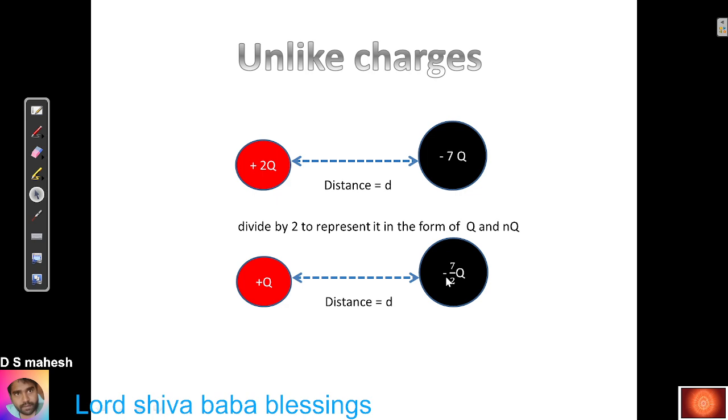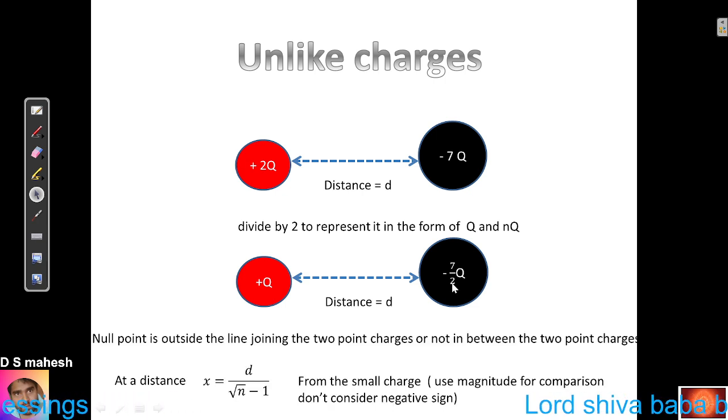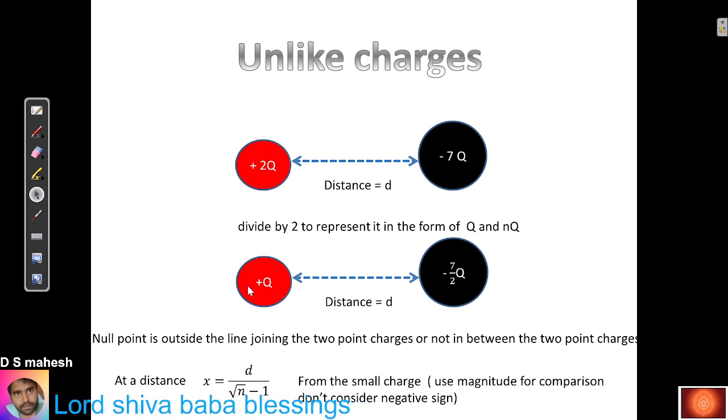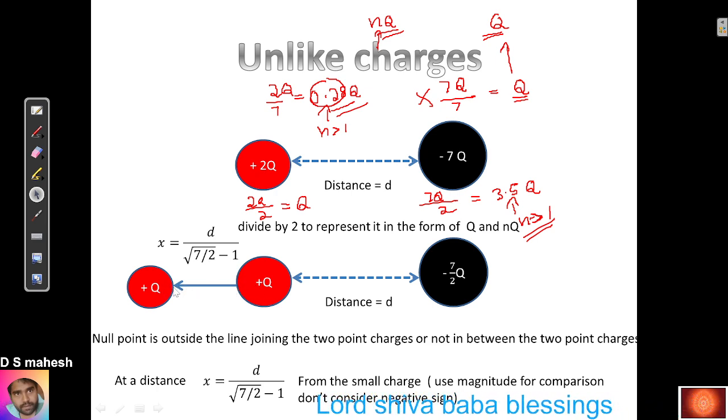Don't consider the negative sign. We need to take only the magnitude, so it is 7 by 2. So here the distance x is what? It should be d divided by square root of n minus 1 from the small charge. Out of these two charges, which is the smallest charge? This is the smallest charge. And the distance is d divided by square root of 7 by 2 minus 1. So we need to consider the null point position.